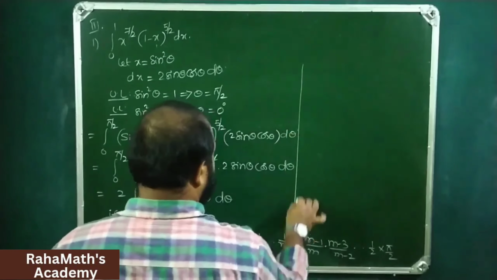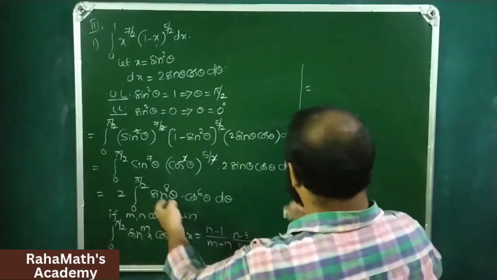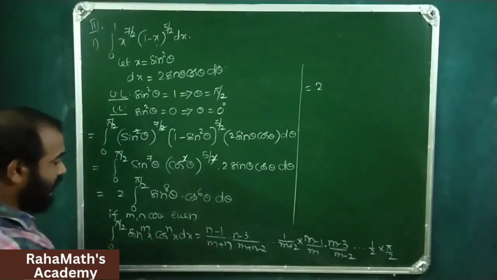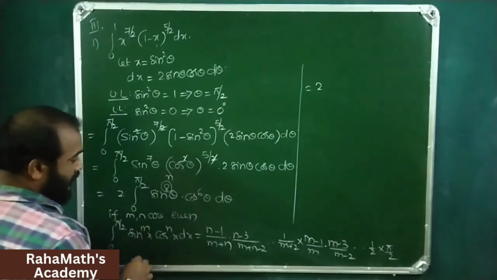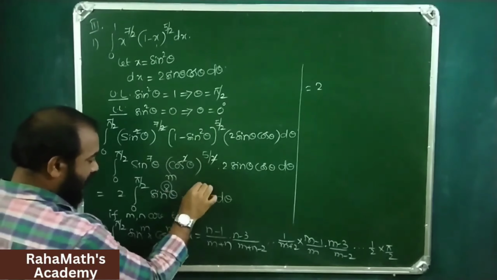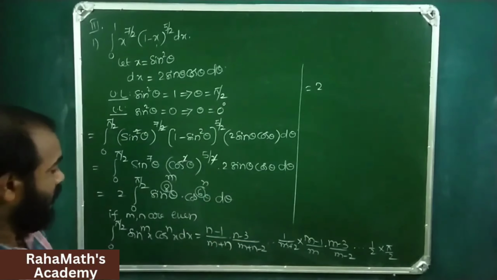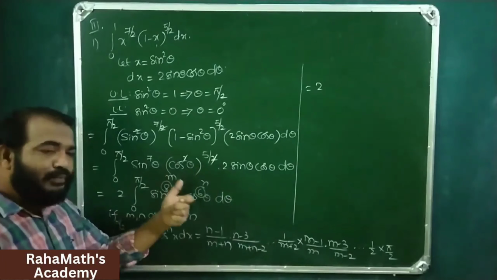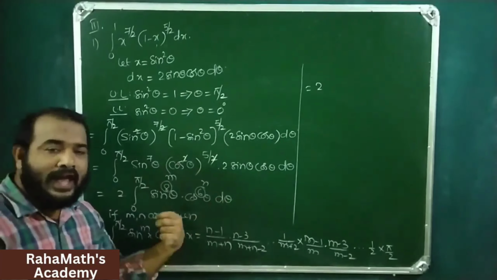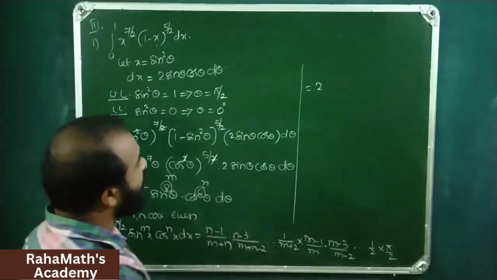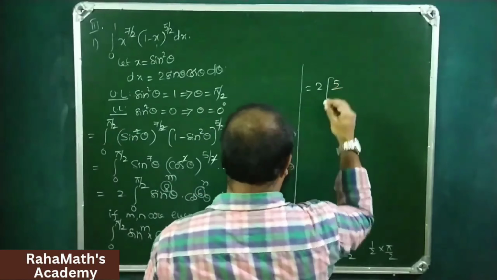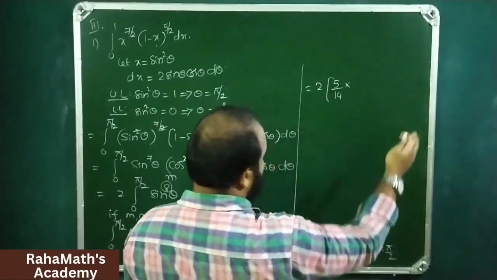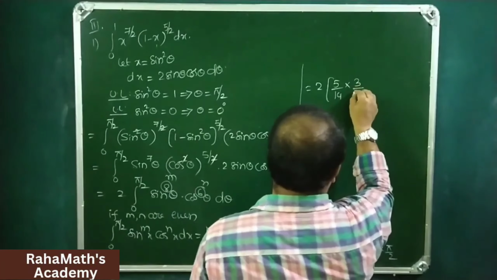This is equals to 2 is there. Next, n minus 1. The cos power is always treated to be n, and the sine power is always treated to be m. So n minus 1, 6 minus 1 is 5 by 8 plus 6, 14. So reduce, 3 by 12.